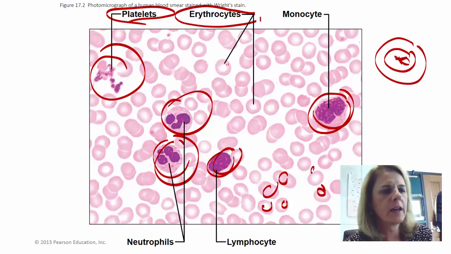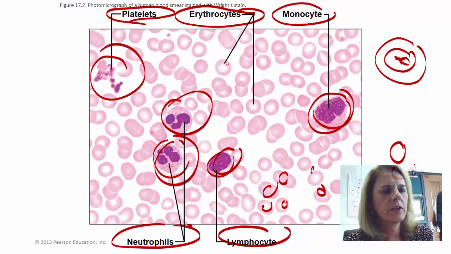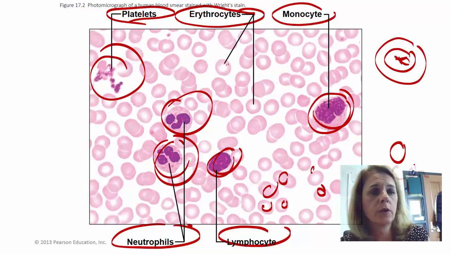So the erythrocytes are what carry oxygen and CO2. Your white blood cells, your neutrophils, lymphocytes, monocytes, are used for immunity, and your platelets are for blood clotting.